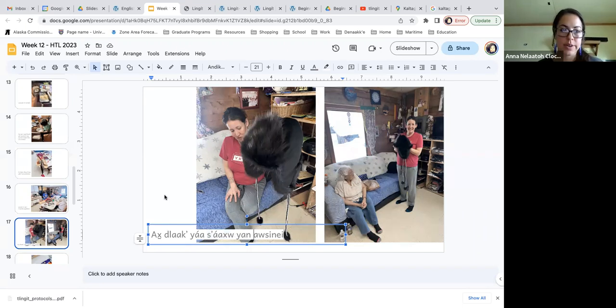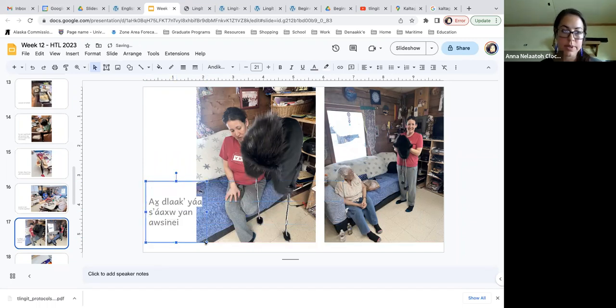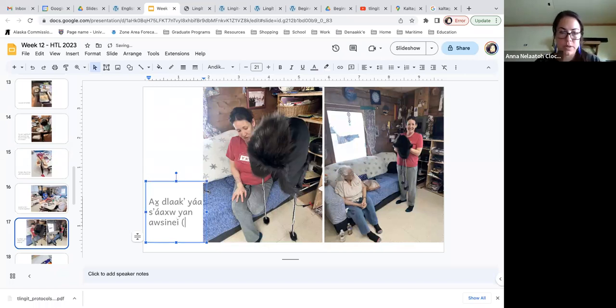And let's see how I can move this little situation. I don't know how. Yeah, that kind of works, doesn't it? Move this picture over. And then I'll put the English as well. How would I translate this one? Achtlak. How would I translate that?